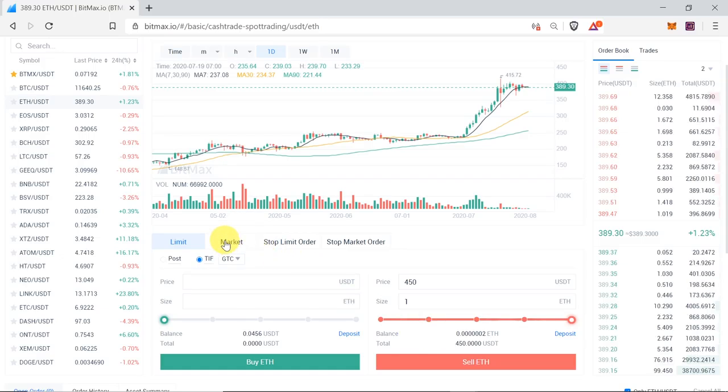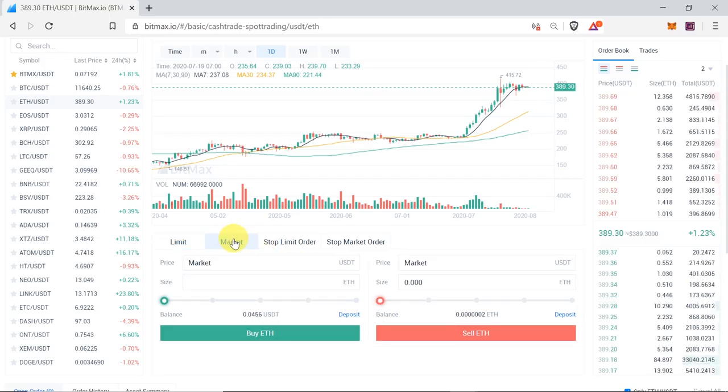Now let's move to the second type of order, which is market. Market order works a little bit differently than limit. All we have to type over here, if we want to buy Ethereum, is the size. So let's say we want to buy maybe 10 Ethereum. The type is market, as we can see here. And now we hit buy. In that moment, after we hit buy, our order will trigger.